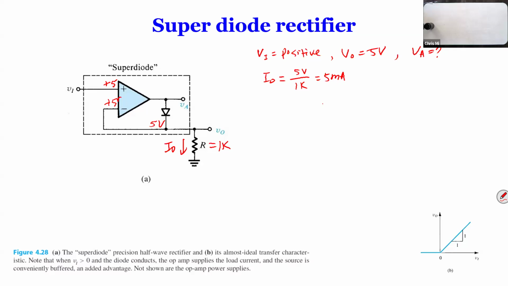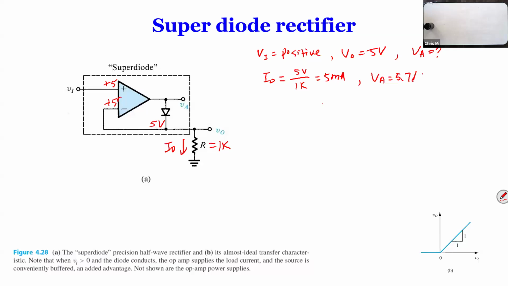Well, I guess it would depend on which kind of diode you're talking about. Is it an ideal diode, a constant voltage diode, or a SPICE model diode? So let's assume this is a constant voltage drop diode, just the piecewise linear model, 0.7 volts. And how much would VA be? It would be 5.7. Yeah, 5.7, okay. So VA is 5.7.